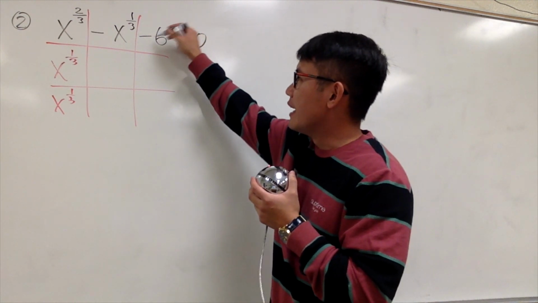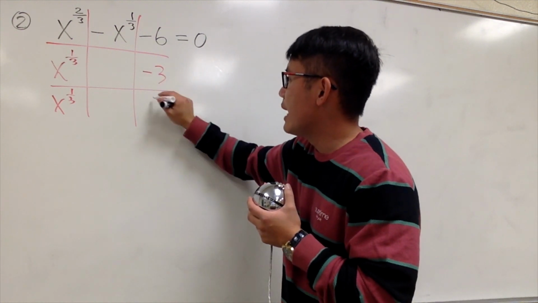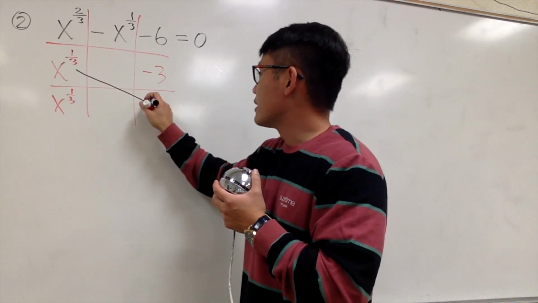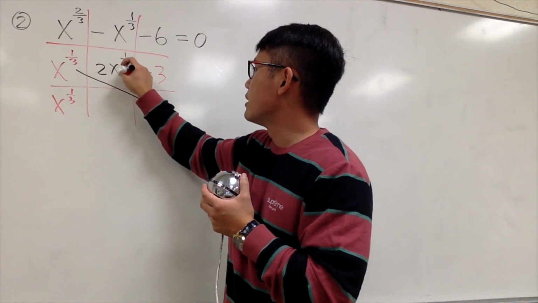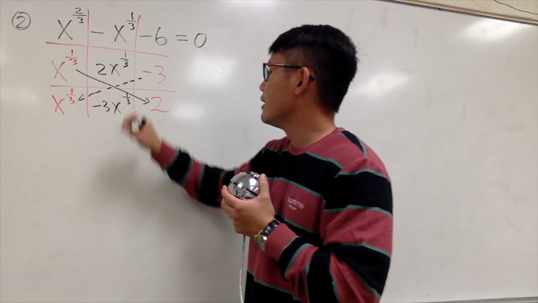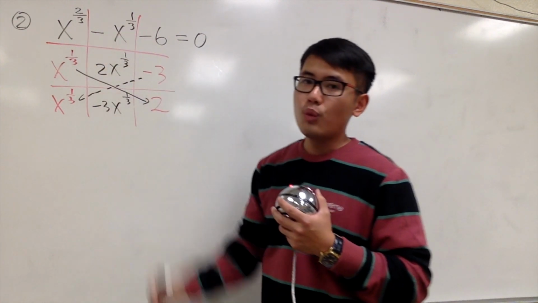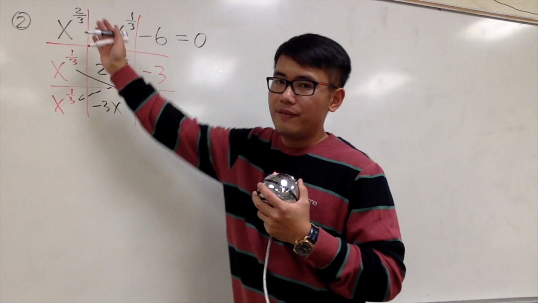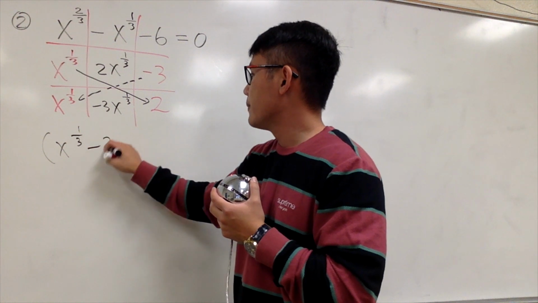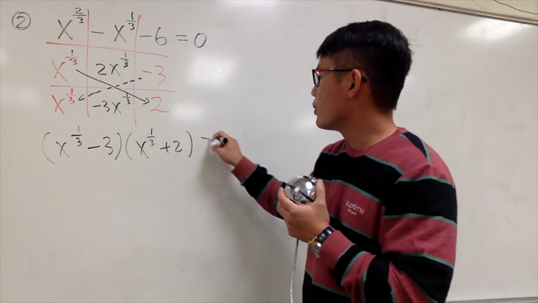Now, if you look at negative 6, what times what will give us negative 6? I'm going to use negative 3 and positive 2. Is this correct? Let's see. So x to the 1/3 times 2 is 2x to the 1/3, and then negative 3 times x to the 1/3 is negative 3x to the 1/3. They are like terms, right? And negative 3 combined with 2, we get negative 1. So we know we did it right. So the factoring for this is going to be x to the 1/3 minus 3 times x to the 1/3 plus 2, and this is equal to 0.